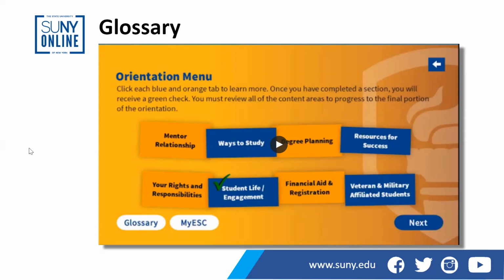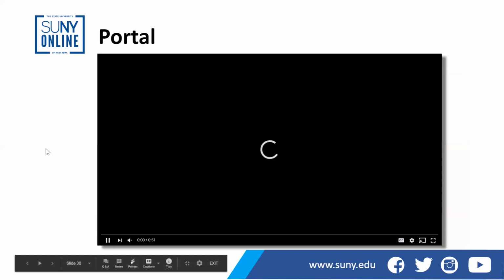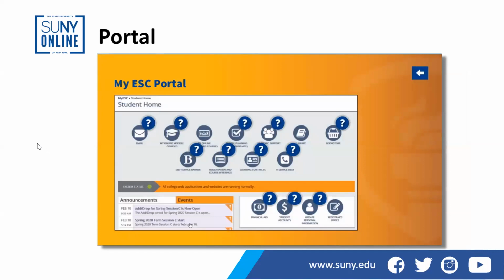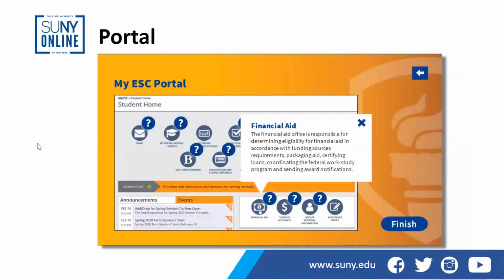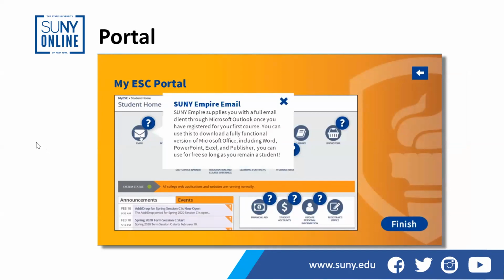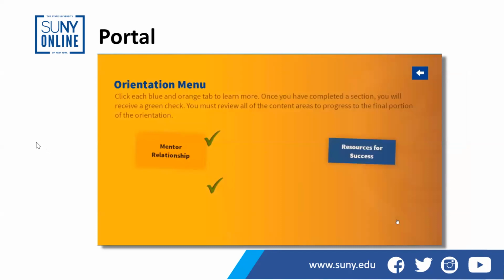The other thing we did is you see that My ESC right next to the glossary. You can flip the slide and play that video. That's a screenshot of the portal with question marks, and those question marks show the descriptions of what is behind each icon. We really want students to be fluent in the portal, as this is where they'll go for all the activity associated with being a student. You can see here how to register in self-service Banner, their email, and all the associated Office 365 products. We've woven references to and images of the portal throughout this orientation.